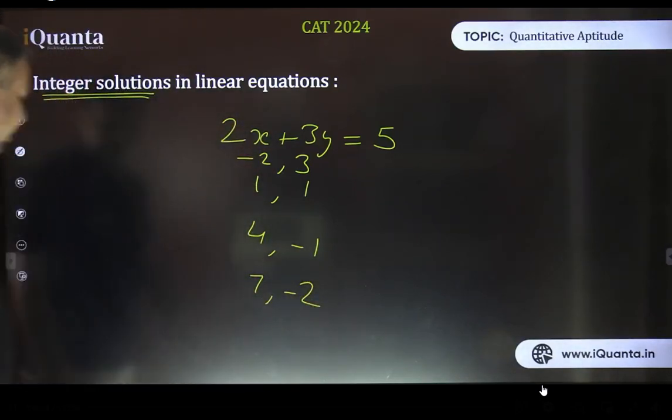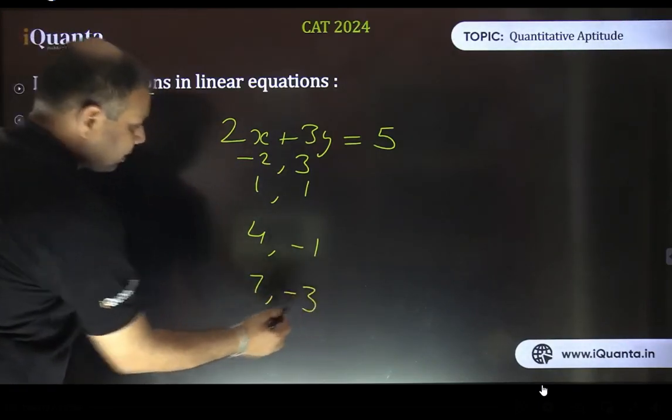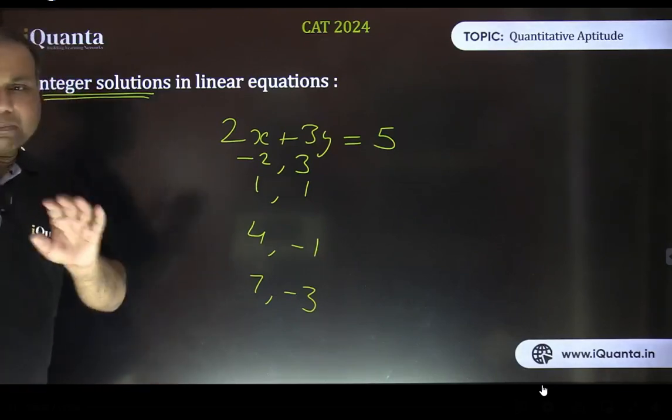14 minus 9 it would be, right? It should be minus 3 here, right? 14 minus 9, that would satisfy. Yes, okay, there are many more solutions also, but before that, please stop.